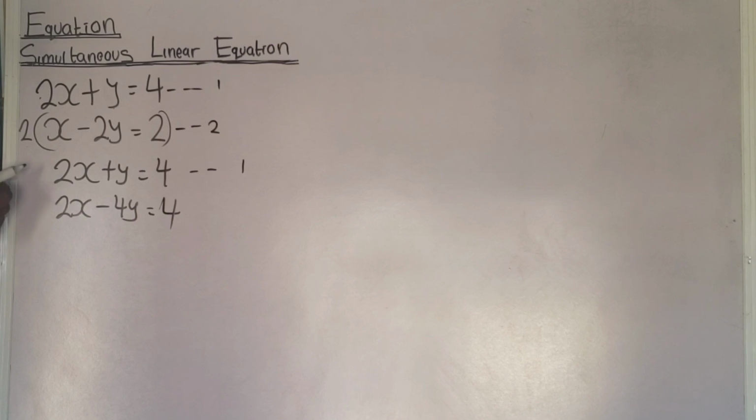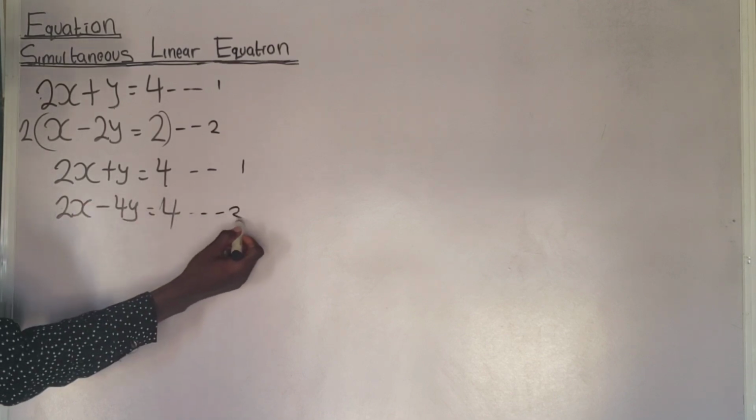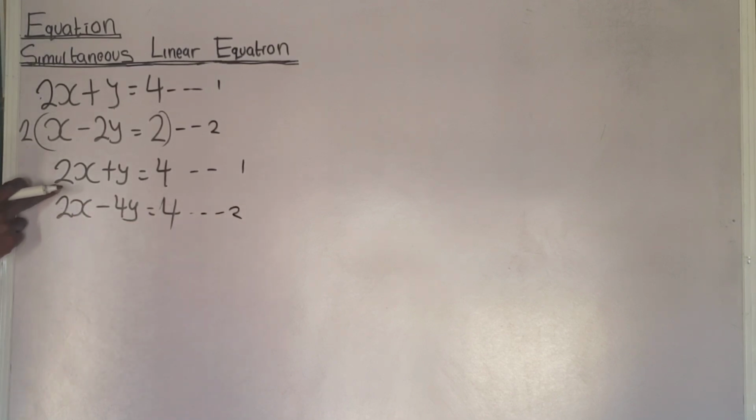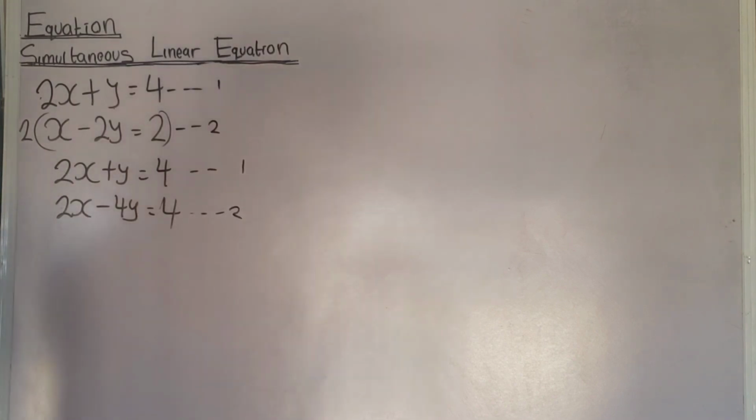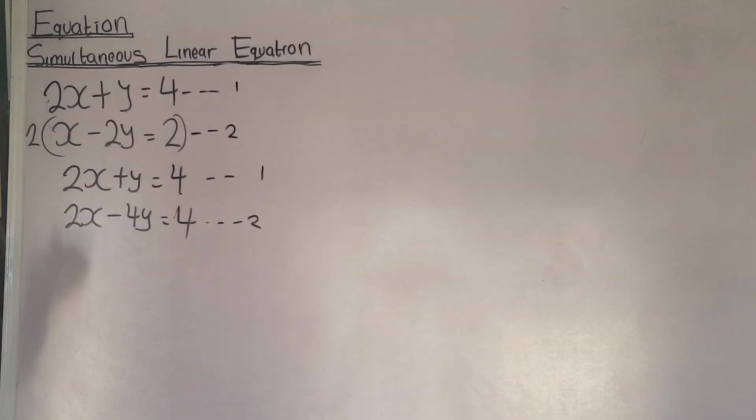Now you can see that the x in both equations now has the same coefficient. That's what I mean by modifying. You have to modify both equations such that the coefficient of the unknown that you want to eliminate is the same for both equations. You can see I multiplied equation 1 by the coefficient of x in equation 2, and I multiplied equation 2 by the coefficient of x in equation 1.